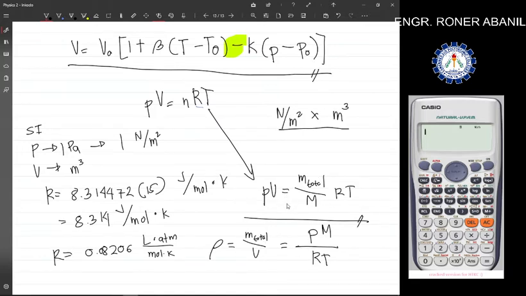Okay. So, caution lang ha. When using the equation na ganito, be certain that you distinguish between the Greek letter rho and the letter P na malaki na pressure. Okay? Magkaiba po si rho sa P. Yung rho natin is density, yung P naman natin is pressure. Ayan. Okay?